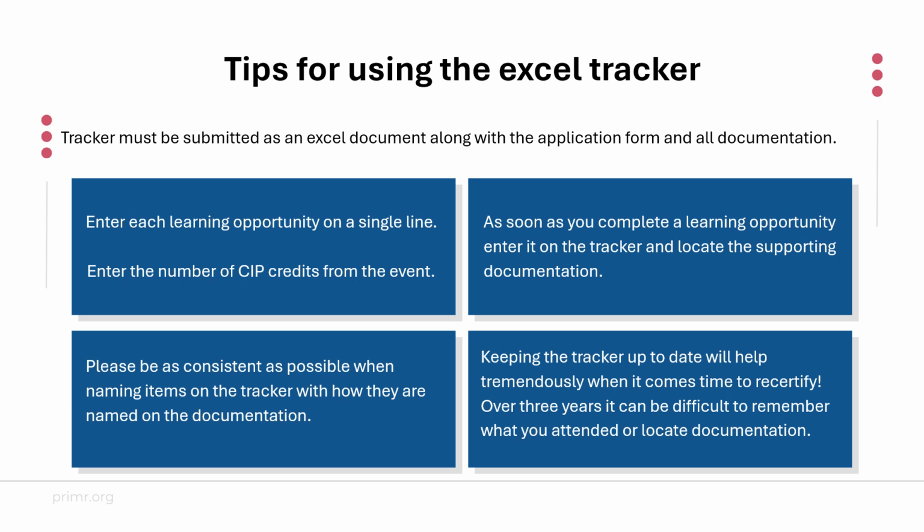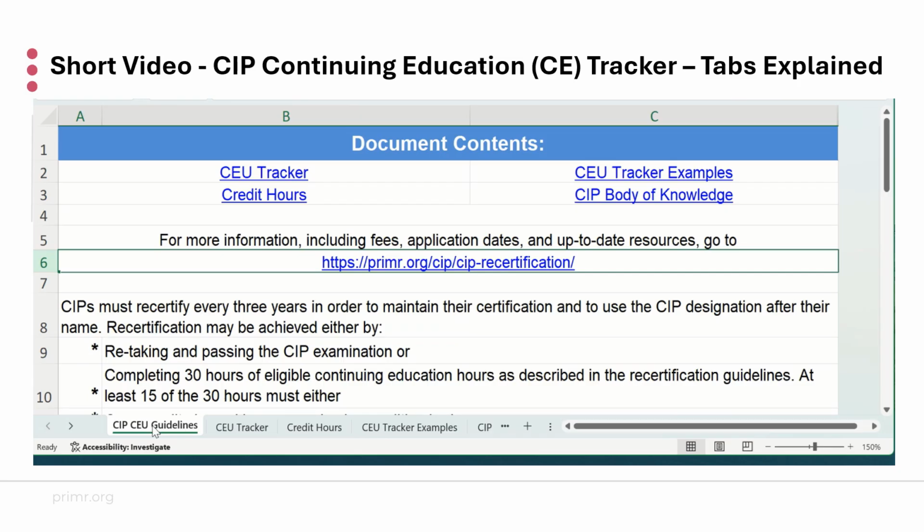The next 2 short videos will explain each tab on the Excel tracker and demonstrate how to document an example event on the tracker. This is CIP Continuing Education Tracker, Tabs Explained. The first tab on the tracker, CIP CEU Guidelines, provides instructions and useful information as you document your recertification activities. Along the top under Document Contents, you will find links to other tabs on the tracker, as well as a link to the CIP Recertification webpage on Primer's website.